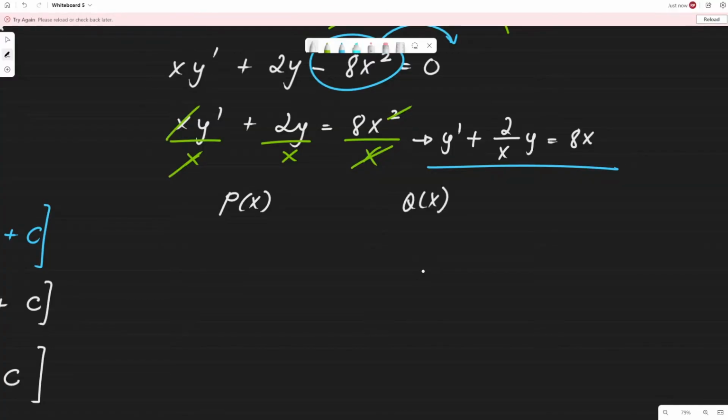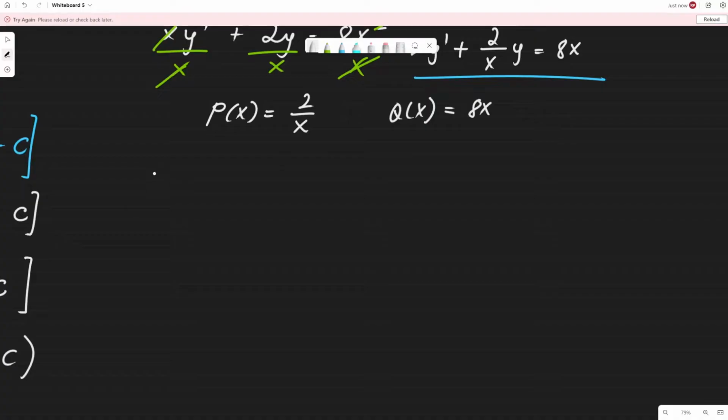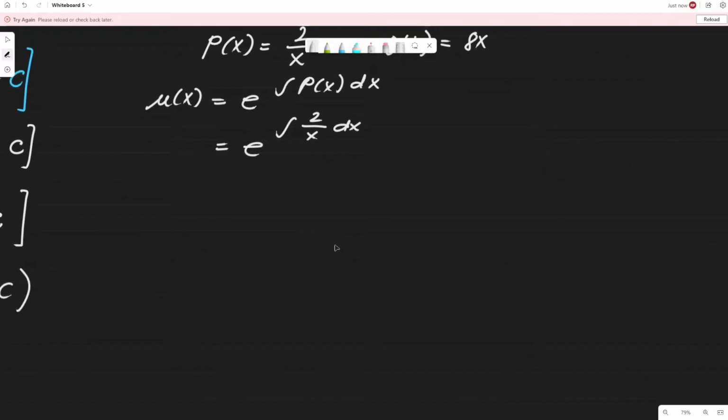Okay, obviously p of x is the one attached to y, so we have 2 over x. And our q of x is the one on the right side of our equation, that is 8x. Okay, so just using the formula, mu of x is equal to e raised to the integral of p of x dx. So we have e raised to the integral of 2 over x dx. The 2 comes out, and the integral of 1 over x is ln x. So we have e raised to 2 ln x. Okay, to simplify using the e raised to ln property, we need to make 2 an exponent of x.